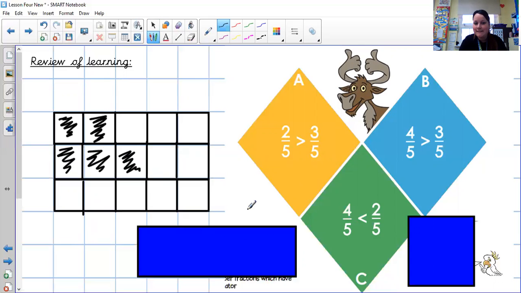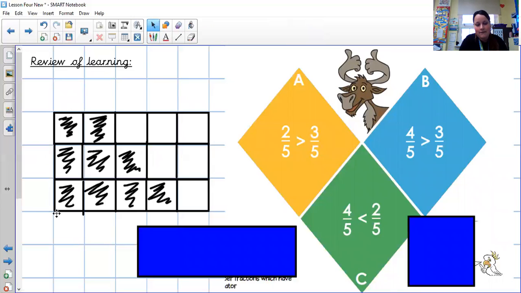My whole is split into 5 equal parts, and I am interested in 4 out of those 5 equal parts. So I'm going to shade in 4 out of 5 equal parts. Okay, hopefully by showing that bar model, you can see which fraction is greater. So we can see that 4/5 is greater than 3/5.